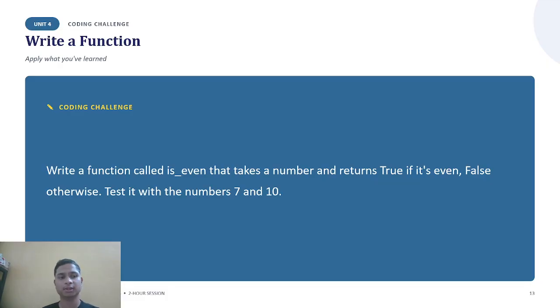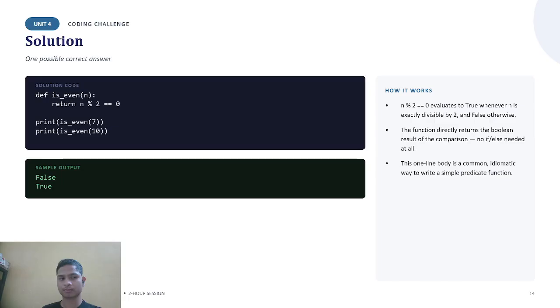So we have a question here. Write a function to apply what we have learned. Write a function called is_even that takes a number and returns True if it is even and False otherwise, and test it with a number between 7 and 10.